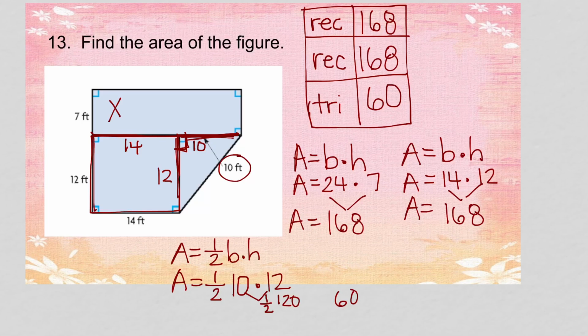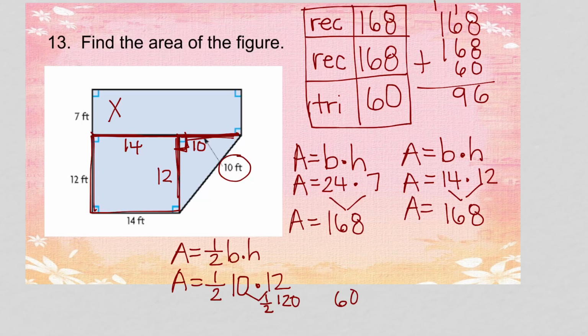60. Now I have to add all these together. So do it with me, please. 168, 168, and 60. Write them all. Let's add them. 8 plus 8 is? Okay, 6 times 3 is? 18 plus 1?